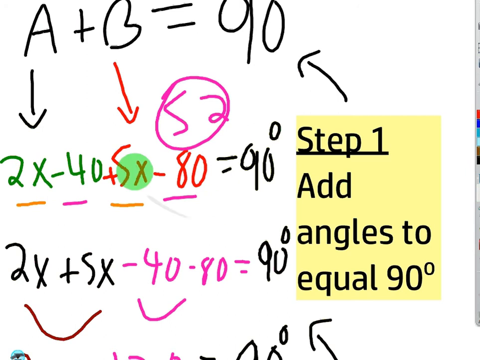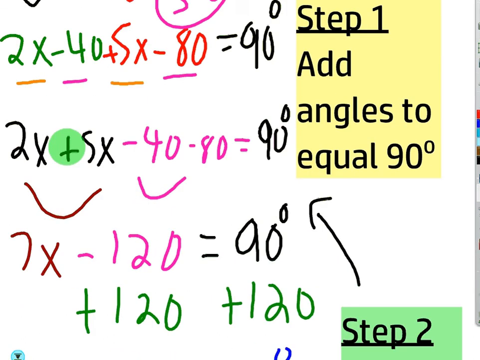Now that we have that, I'm going to group my x terms together, 2x and 5x. Then I'm going to group my numbers together, minus 40 minus 80. Then I'm going to combine them. 2x plus 5x is 7x. Minus 40 minus 80 is minus 120. Then to get the minus 120 to the other side, we're going to add it. So we have 7x minus 120 equals 90.